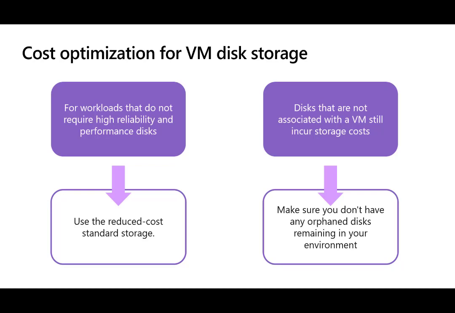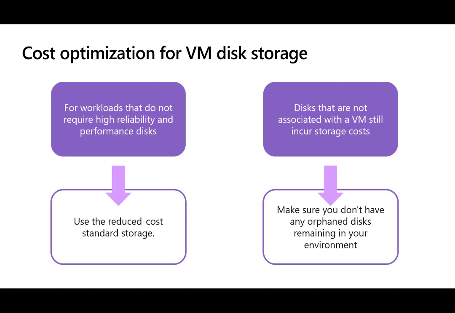We talked a lot about how you can reduce costs by analyzing the appropriate SKU sizes for your VM. Another important element is also to look at the disk storage that belongs to the VM and the cost generated from there. And here I list down 2 very simple rules of thumb that make your decisions a little bit easier. The first one, for workloads that do not require high reliability and performance disk, you can simply use the reduced cost standard storage. For example, you might choose to use standard storage for your development and test environments that are not required to be an identical match for your production workloads.